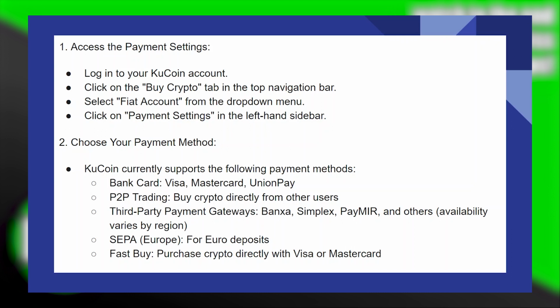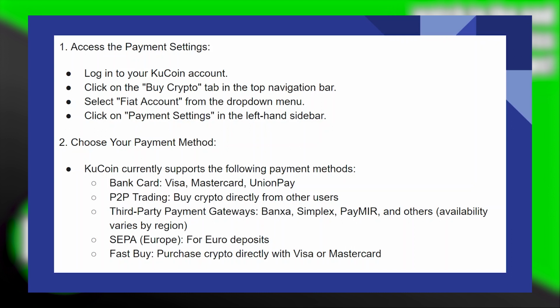Next, log in to your Kucoin account. Click on the Buy Crypto tab in the top navigation bar. Select Fiat account from the drop-down menu. Then, click on Payment Settings in the left-hand sidebar. After that, choose your payment method.